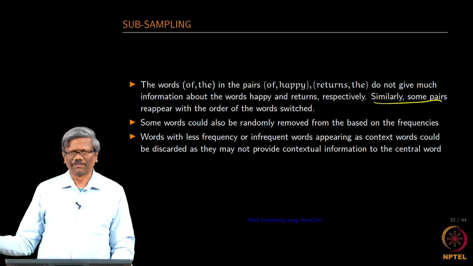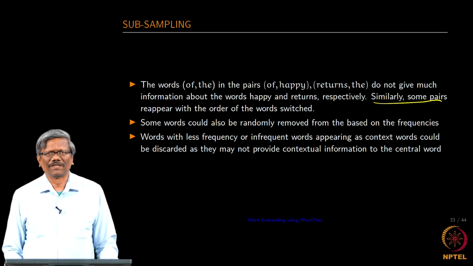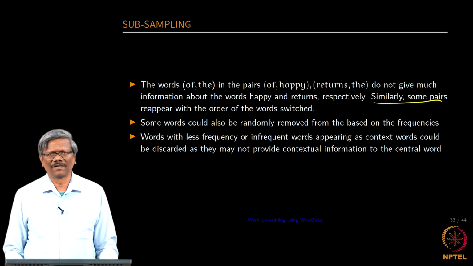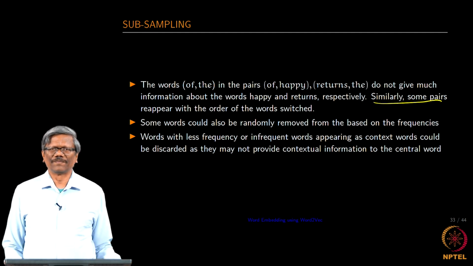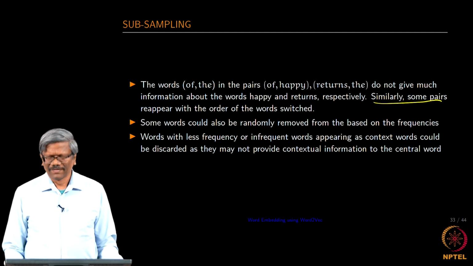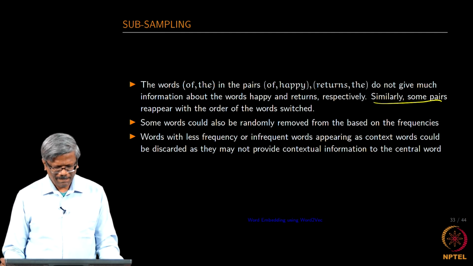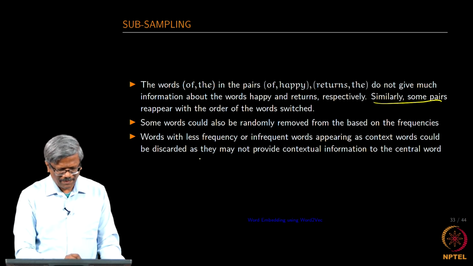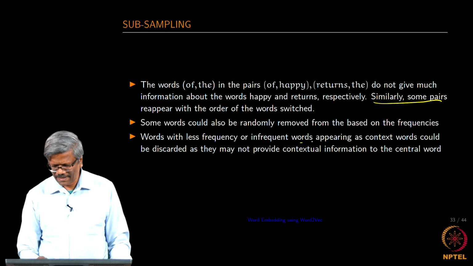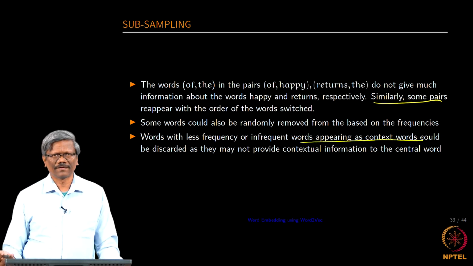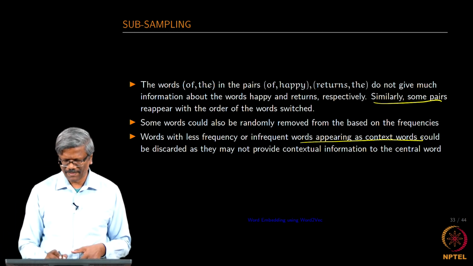We can also remove certain words from the vocabulary based on the frequency. Suppose some words appear only once in the entire corpus, that is not going to give us any context, correct. So, we can probably remove that word from there. Again, as I mentioned earlier, some of the words that appear as context words could be discarded if they do not give any contextual information to the central word that we are talking about.